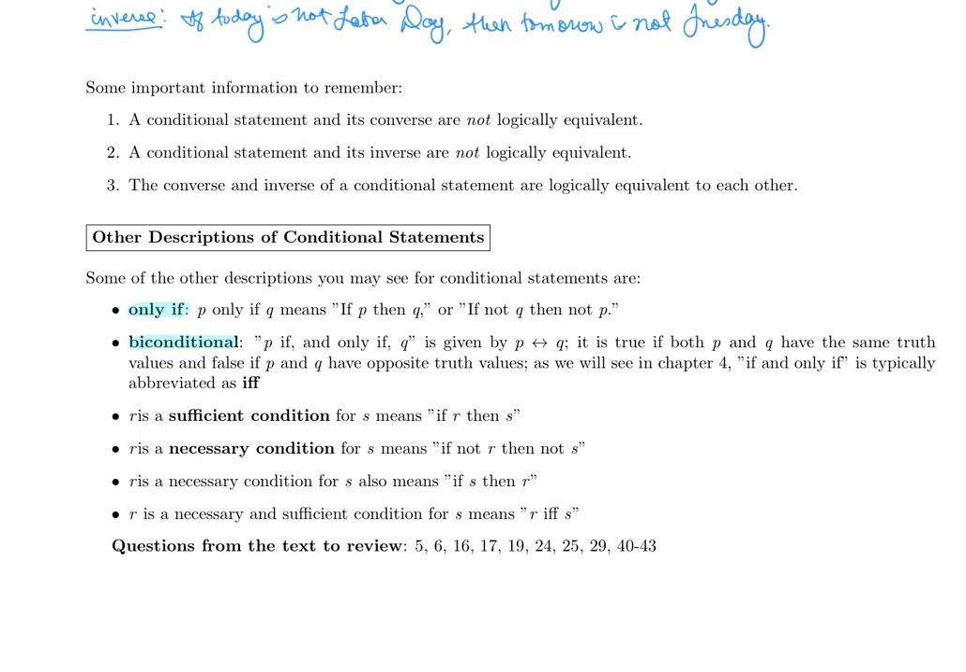Biconditional is something we're going to be seeing a lot more of, and we also call these if and only if statements. That says P if and only if Q, and it's given with this cool dual-headed arrow. It is true if both P and Q have the same truth values and false if they have opposite truth values. We'll see, especially when we get into chapter 4, that we will abbreviate this with IFF, if and only if. I also gave you definitions for sufficient and necessary.